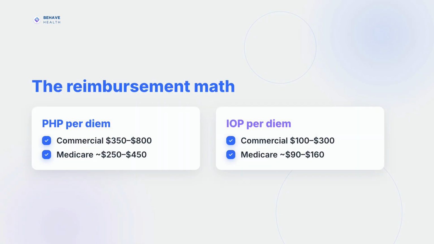Now, the rates, typical market ranges, never a substitute for your actual contracts. In-network commercial PHP typically runs $350 to $800 a day. IOP, $100 to $300. Medicare pays PHP through ambulatory payment classifications, and only hospital-based and hospital-affiliated programs can bill it as a per diem. Payer mix is the primary lever. One commercial authorization at $600 a day generates more than 3 Medicaid authorizations at $200.